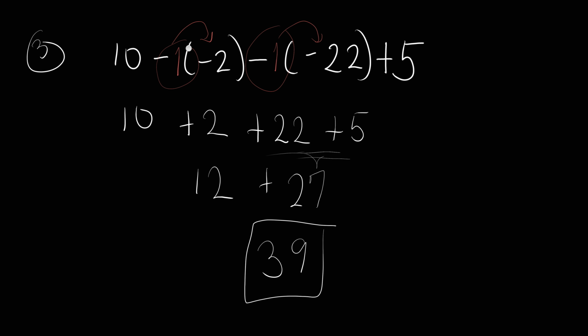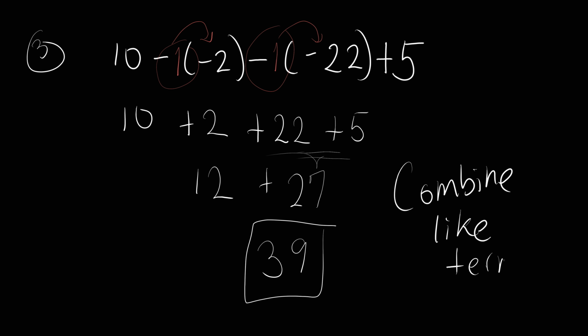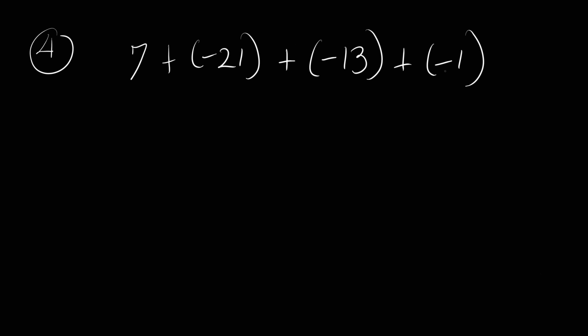In this problem, just make sure whenever you have a negative and a negative, you've got to clear the parentheses. So it's like a -1 times -2 gives you the positive 2. And as well here, -1 and a -22 is going to become positive 22. And from here, just combine your like terms, apply the rule for operating real numbers. So it's pretty much just combine like terms. Okay, so after we're done with this problem, let's go for problem number 4.